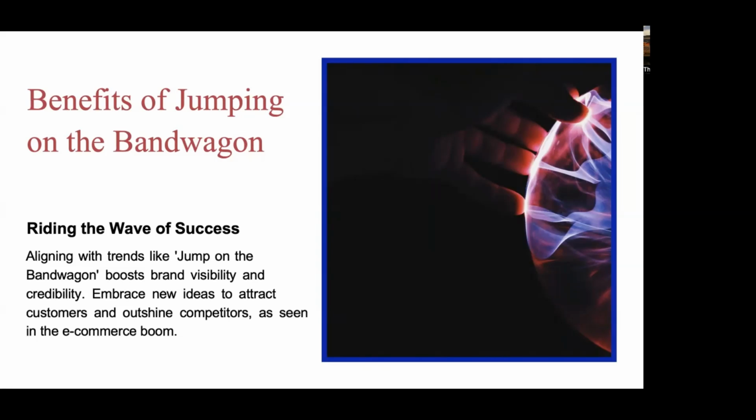So essentially, someone or something is riding the wave of success, aligning with trends like jump on the bandwagon, boost brand visibility and credibility. Embrace new ideas to attract customers and outshine competitors, as seen in the e-commerce boom. In other words, jumping on the bandwagon isn't a negative or a positive. Let's look a little closer.